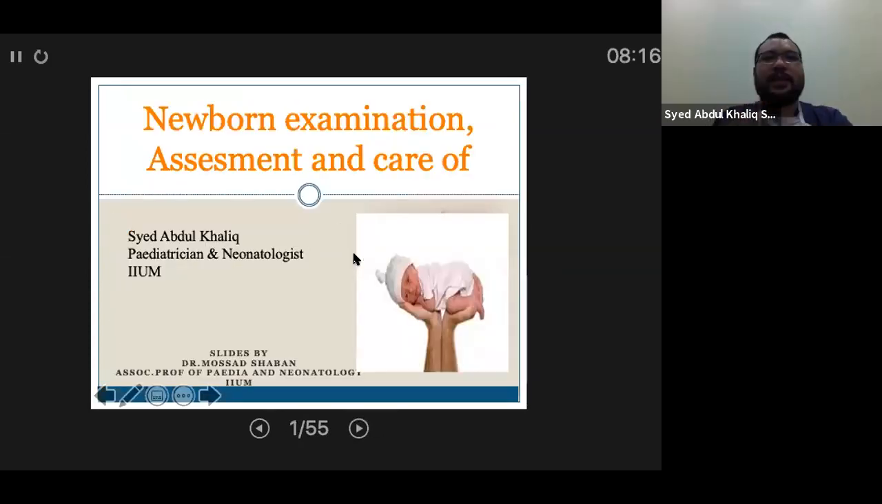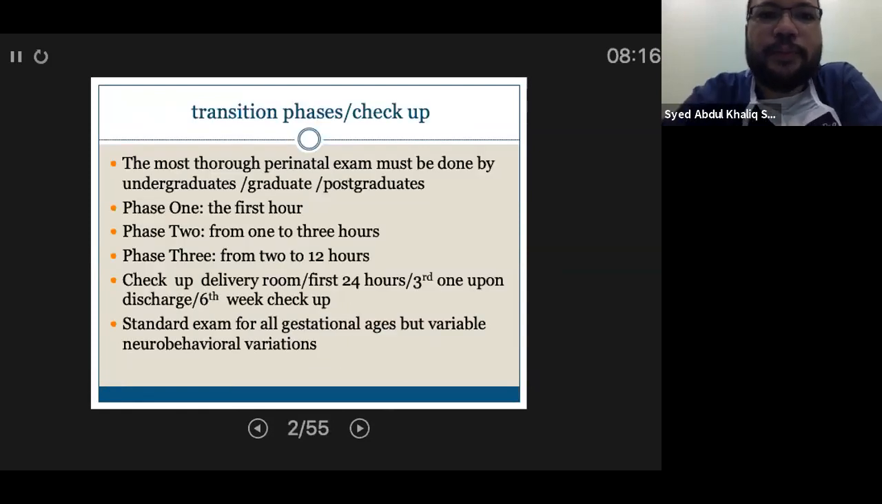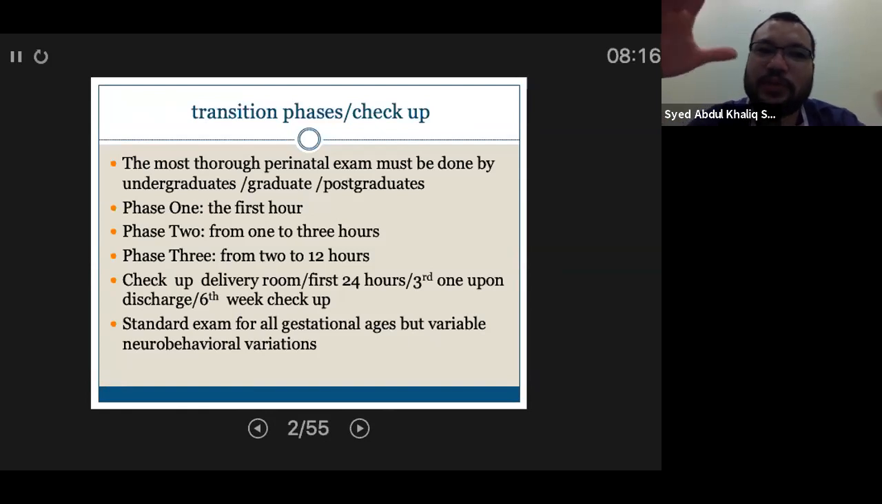Okay, so again, this is another slide by Dr. Syed. When you do a newborn examination, it is the most thorough perinatal exam. It must be done by the undergraduate, so it must be a very thorough examination. Sometimes we do it in several phases. We do at the first hour of life, where there are so many things that you need to assess, the Apgar score, the condition of the baby.